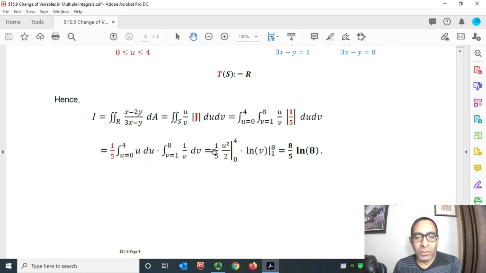In the next step, 1/5 as it is. The u integral gives u squared over 2 with these u limits, times the integral of 1 over v with respect to v, which becomes ln v from 1 to 8. Now put in the upper limit, put in the lower limit, and simplify the last expression. It turns out that the double integral's value equals 8/5 times the natural log of 8. Great. So I hope this idea makes sense to you all. Now we have finished change of variables in double integrals.